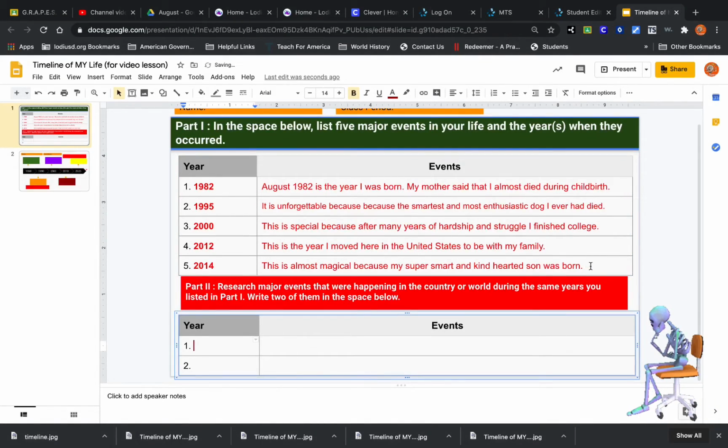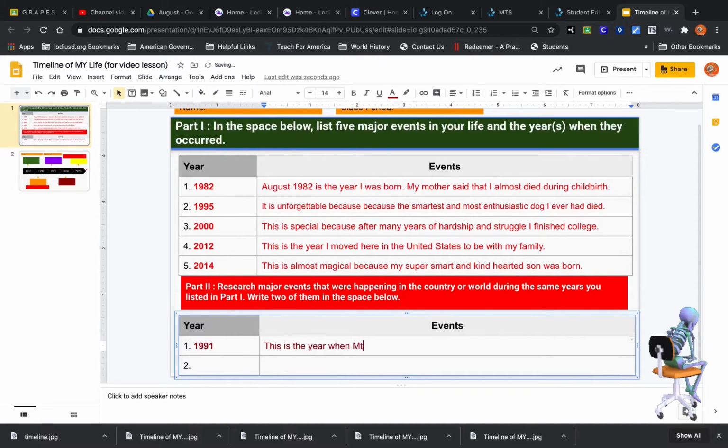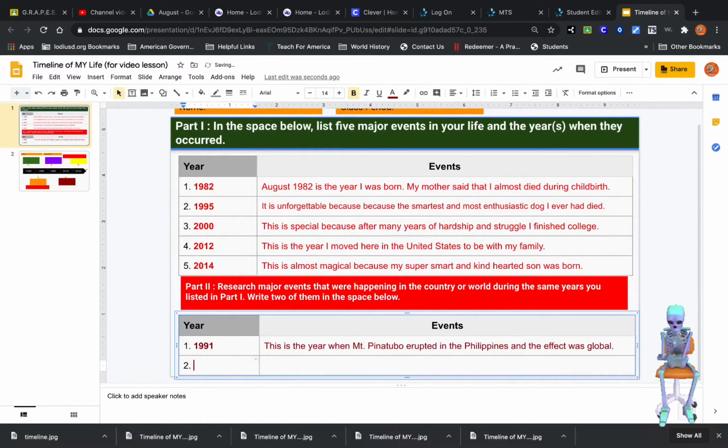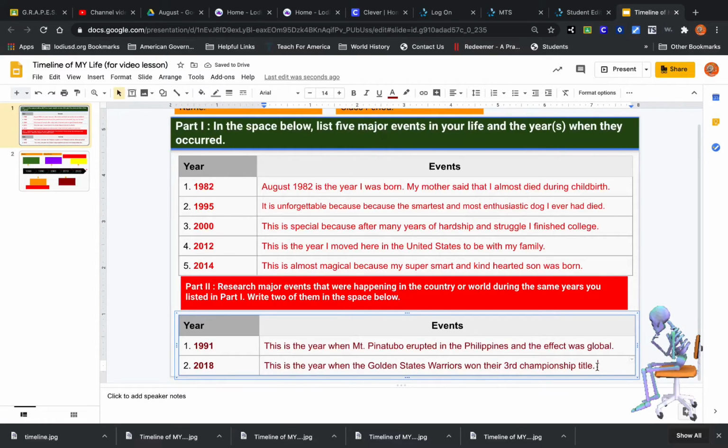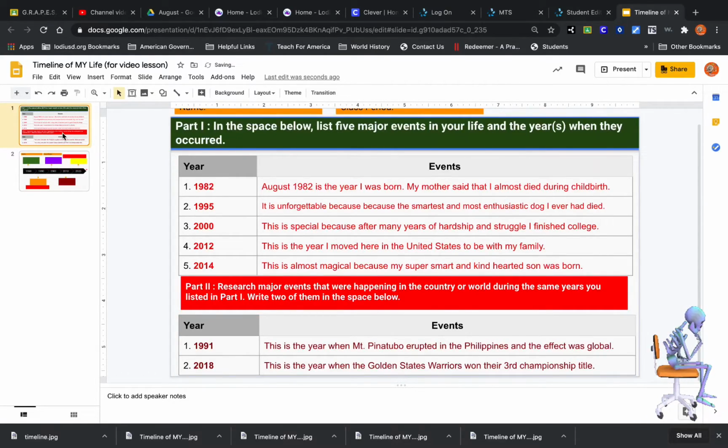So all I have to do is choose 2 important events, and I will list them down here. Off the top of my head, I remember around this time, 1991 was the year when Mount Pinatubo, a volcano near our place, erupted, and the impact of it was really global. The ashes from the explosion went around the world, so that's massive. What else? Well, 2018 is the year when the Golden State Warriors won their 3rd championship title. This is special and unforgettable because I was there at the parade, and yeah, it was fun.